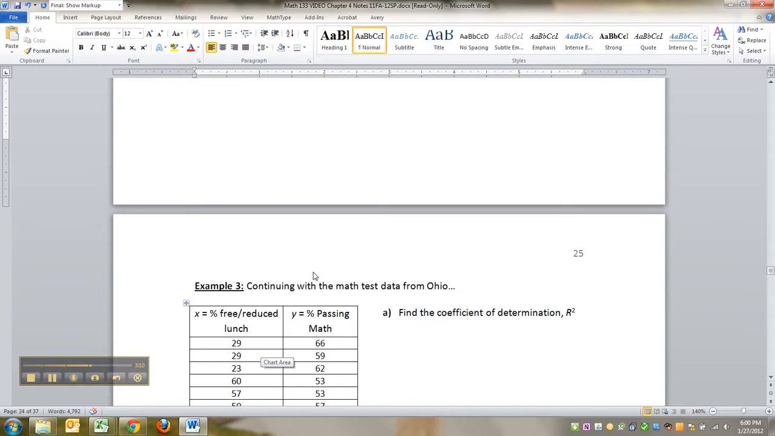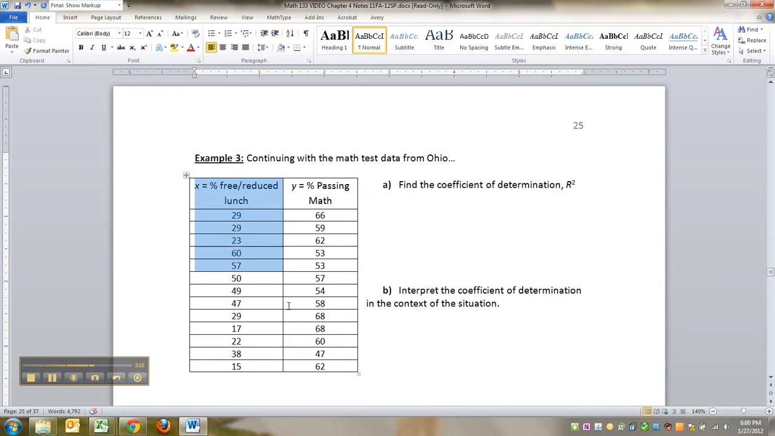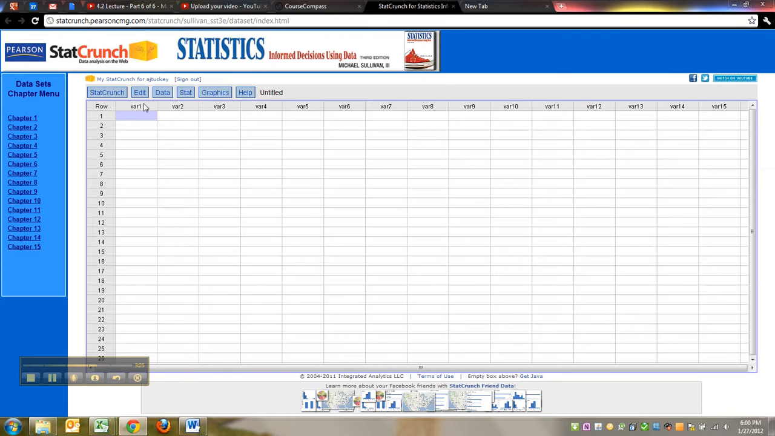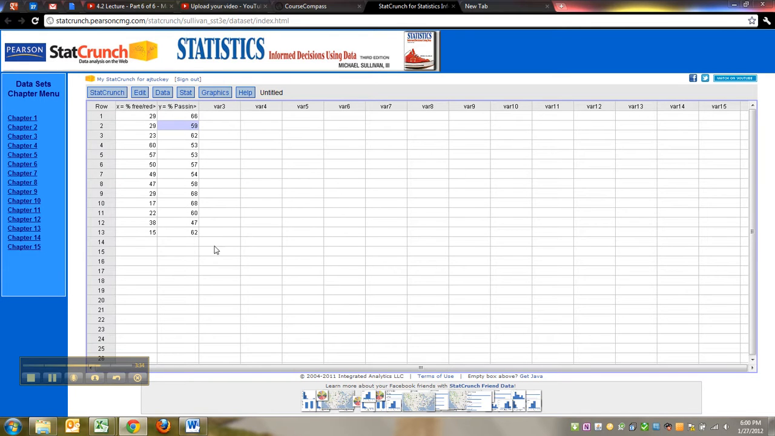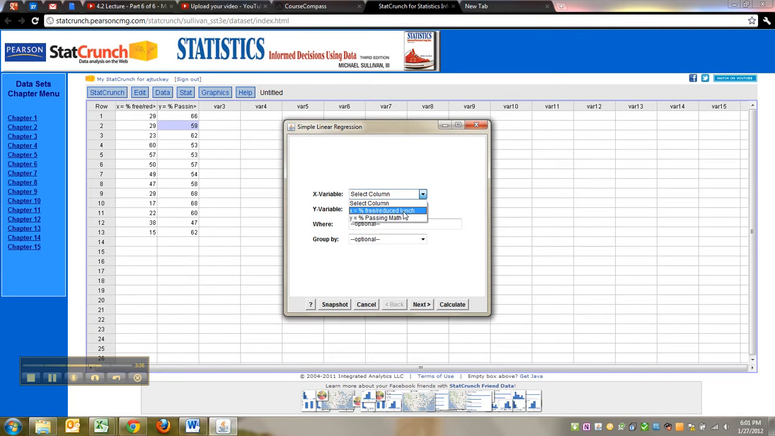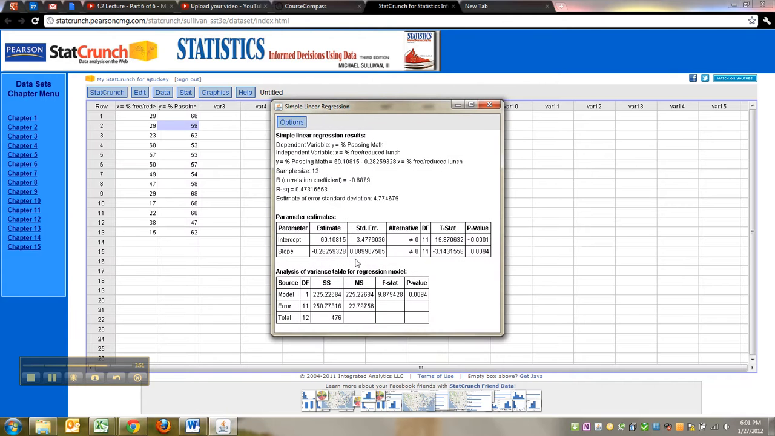All right, now what about the math test data from Ohio? How could we find the coefficient of determination ourselves if we weren't given a lovely Excel graph? Well, remember, we've worked with this data set before, so I can copy and paste it into StatCrunch. Then I can go to Stat, Regression, Simple Linear. This is the exact same stuff we did before in order to find the equation. That's my X, that's my Y. Just skip all that, don't need any of that, at least not yet. Do you want to plot the line? Yes or no? That's up to you. Calculate. And it gives it to you.